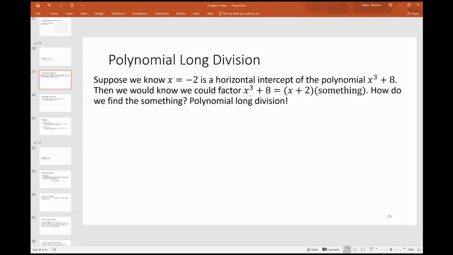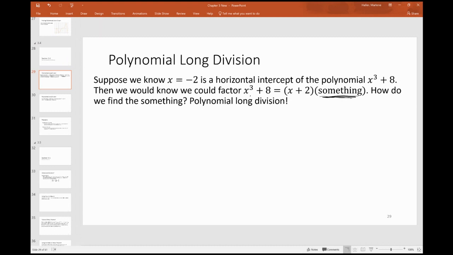and the remainder theorem. All right, suppose we know that x equals -2 is a horizontal intercept, or a zero, of the polynomial x cubed plus 8. Then we would know we could factor x cubed plus 8 into x plus 2 times something. Well, how do we find out what that something is? Of course, polynomial long division will do that.